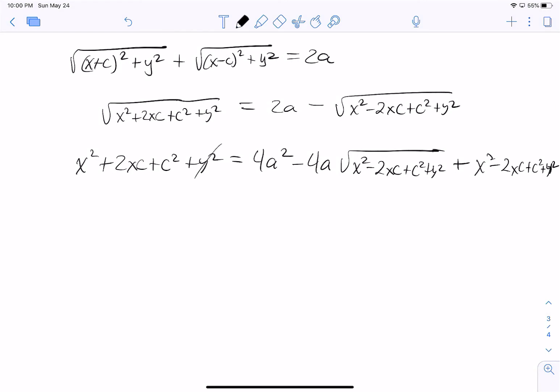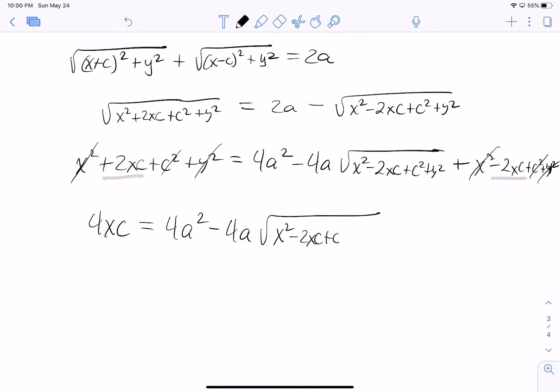And we can see that we have some terms that match up, and so we'll subtract out. X squared, c squared, and y squared are all gone. And we can collect some like terms, namely 2xc and 2xc. So we get 4xc is equal to 4a squared minus 4a times the square root of x squared minus 2xc plus c squared plus y squared. This is so fun, isn't it?